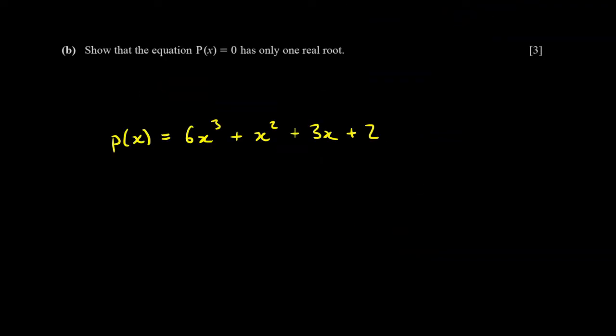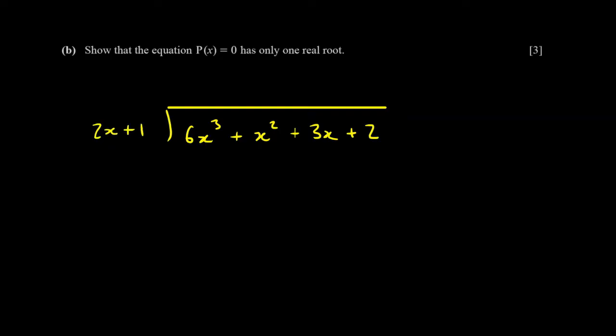Okay, then part B of this question, we want to show that p of x equals 0 has only one real root. Well, we'll substitute in our value of a and b, which were 6 and 1, into the polynomial. And we also remember from part A of the question that 2x plus 1 was a factor. Well, if 2x plus 1 was a factor, then we should be able to divide this entire polynomial by 2x plus 1. So why don't we do that? Let's do some polynomial division. So I'm going to divide this whole thing by 2x plus 1.